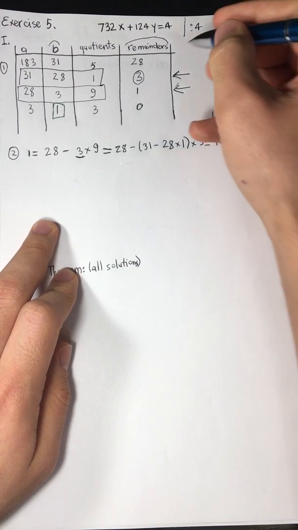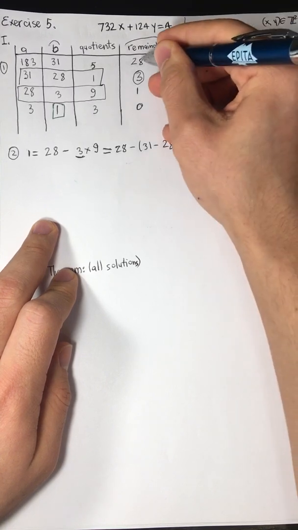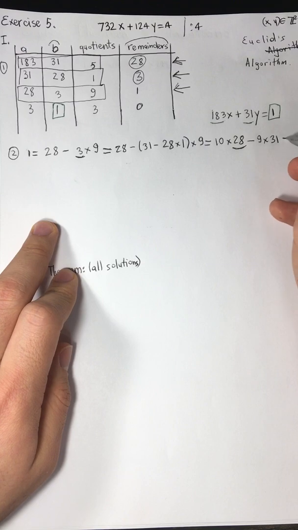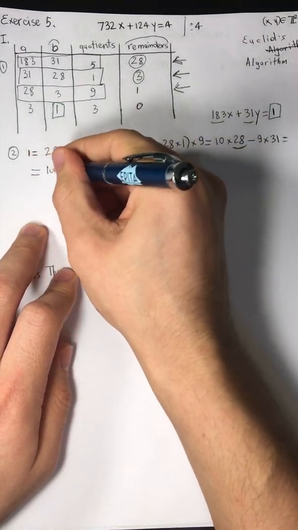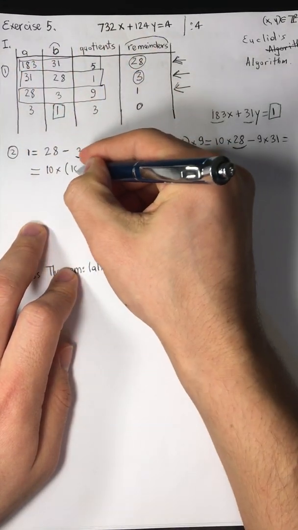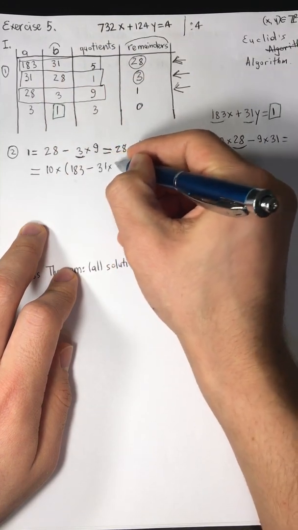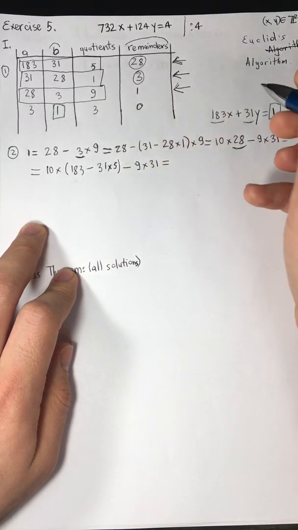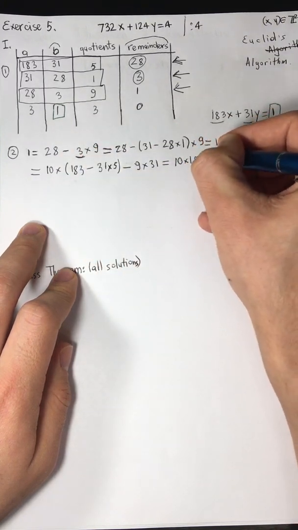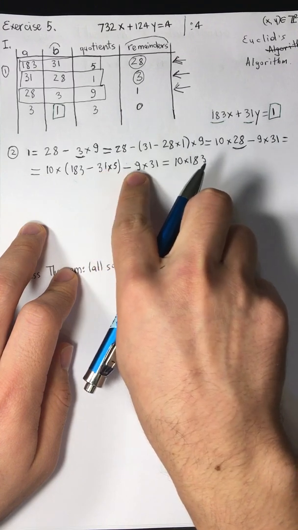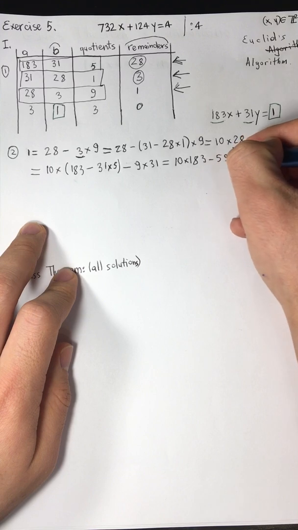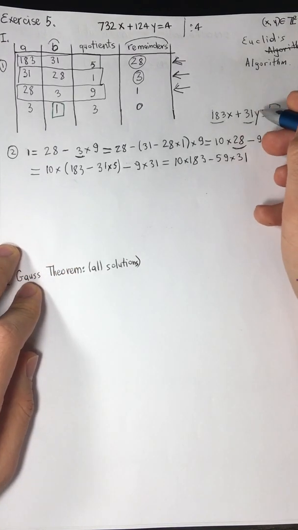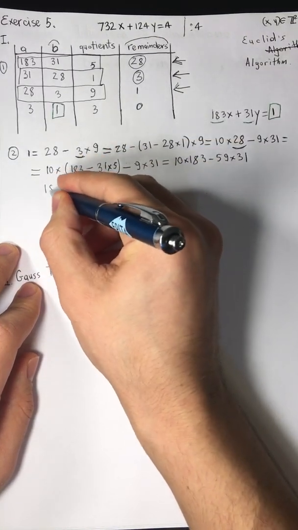Okay, now I stop here, and now I go to the upper row, and I have 28, and I try to express 28 using these three numbers. So 28 is equal to what? 183 minus 31 times 5. Yes, now you know the pattern, right? So minus 9 times 31 becomes 10 times 183 minus 50 times 31 minus 9 times 31, which is minus 59 times 31. And this is where I stop because there is no row above. And then based on this equation, for example, I have 183 times 10.